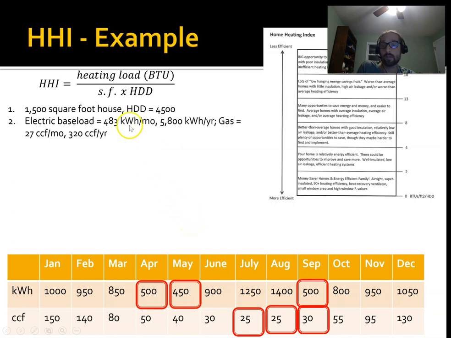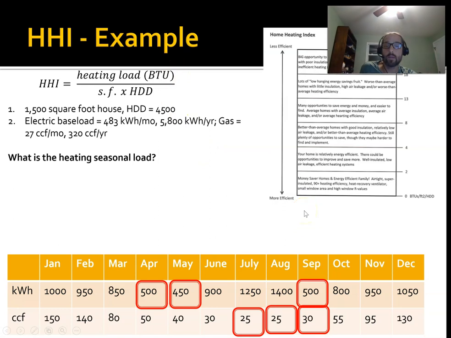My electric base load, this is the same example as before, is about 483 kilowatt hours a month. My gas base load is 27 CCFs per month. Okay, so if I look at this energy use, I need to think about how much energy am I using to heat my house?